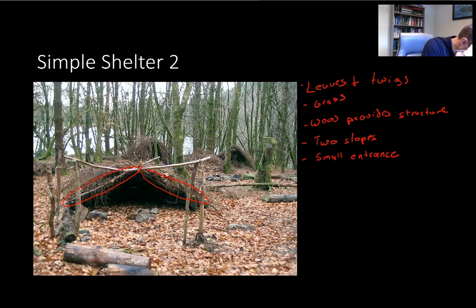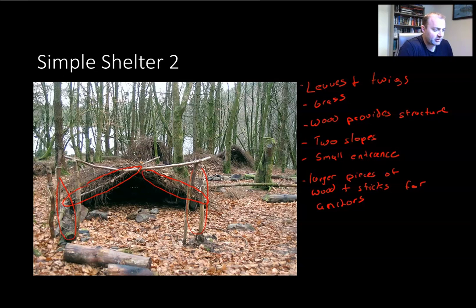Now, one other thing worth noting is it looks like we have larger pieces of wood and perhaps sticks providing anchoring. So in the previous one we had mounds of stones and dirt providing that anchoring. Here we have larger pieces of wood and sticks for anchors. So we can already see sort of a pattern developing here, where we've got these lighter materials that can be dense and block things out, providing most of the structure. But we generally need something a little bit more sturdy.